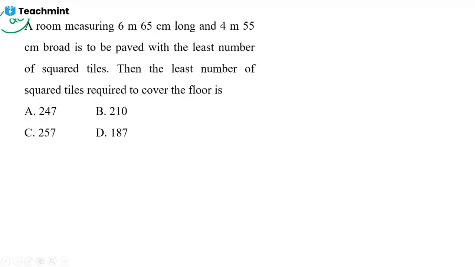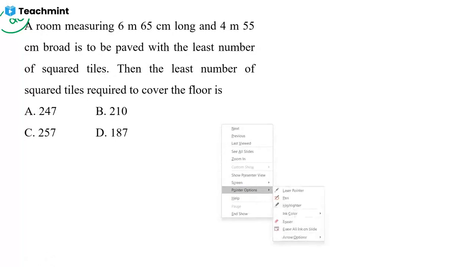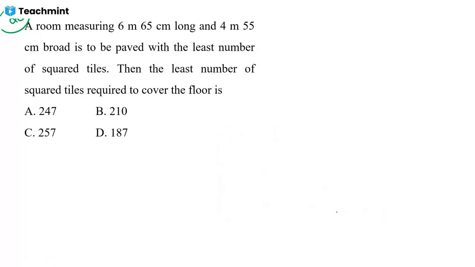Now, a room measuring 6 meters 65 centimeters long and 4 meters 55 centimeters broad is to be paved with the least number of square tiles. So we need to put tiles for that. How many least number of tiles are required? So that room is occupied by these tiles. The room length and breadth are given. Length is 665 centimeters. Convert all into centimeters. 1 meter is 100 centimeters. This is 600 plus 65. Breadth is 455 centimeters.